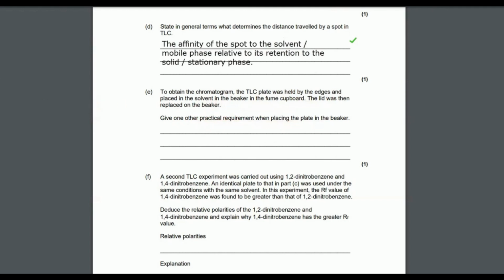To obtain the chromatogram, the TLC plate was held at the edges and placed in the solvent beaker in a fume cupboard. The lid was then replaced. Give something else they need to do. Just make sure when you put the plate in that the solvent is below the start line. If the solvent is above the start line, then the spot's going to dissolve into the solvent and won't get carried up the plate. So we need to make sure the solvent is always below the start line. Otherwise the spot will just dissolve into the solvent and won't move up the plate, and we won't be able to calculate the RF value.